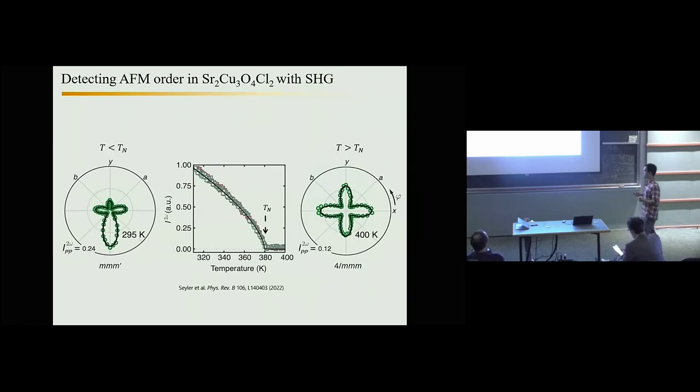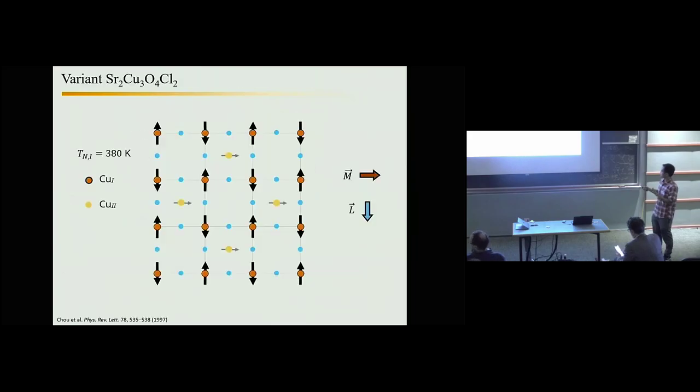Oh, okay, yeah. Let me be super clear again. The copper 1s order at 380 Kelvin. Above 380, the whole thing is paramagnetic. But below T_N1, only the copper 1s order. The copper 2s are still a paramagnetic sublattice, but the dipolar coupling between copper 1 and copper 2 polarizes that paramagnetic sublattice. And it's not until much lower temperatures that the copper 2s also antiferromagnetically order. Is that okay?